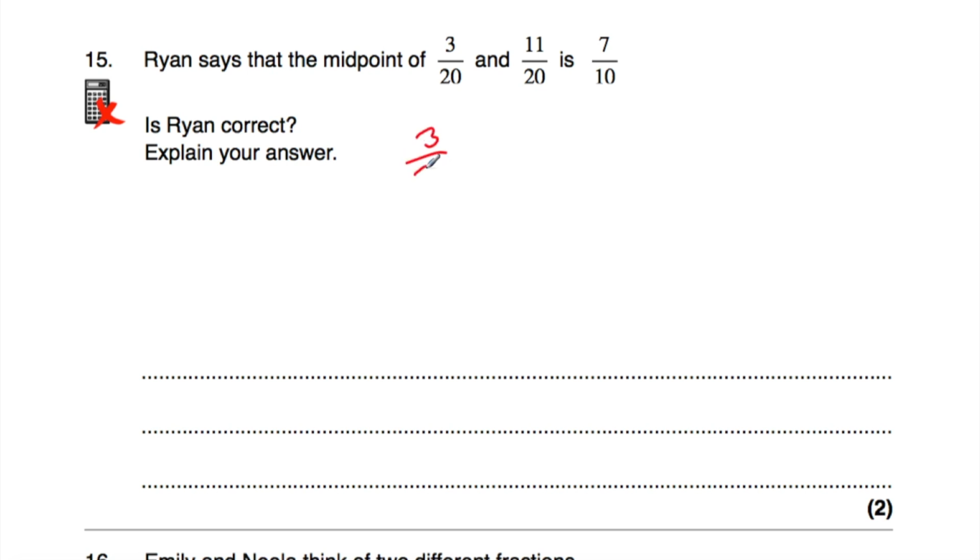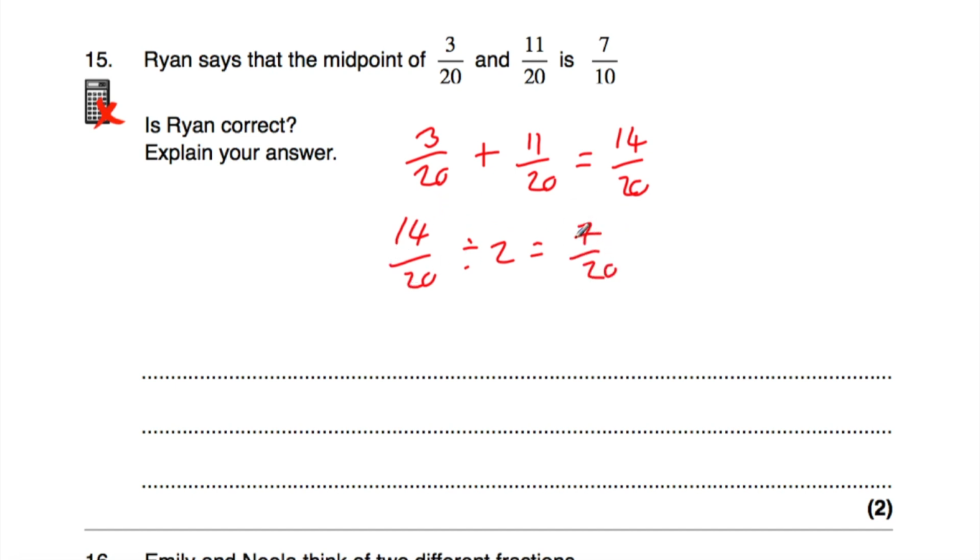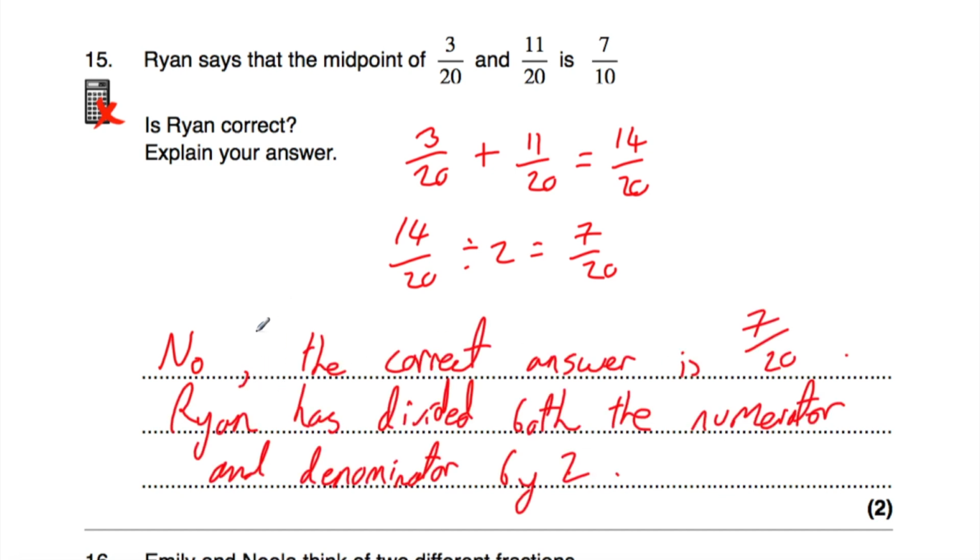So 3/20ths plus 11/20ths, well, adding those together would be 14/20ths, just adding the numerators. And now we need to divide by 2, so we've got 14/20ths, and we need to divide that by 2. Now half of 14/20ths would be 7/20ths. So the answer would be 7/20ths. Now Ryan says the midpoint is 7/10, so is Ryan correct? No. And we can just explain the answer is 7/20ths, so no. And that's it. So I've just written no. The correct answer is 7/20ths.